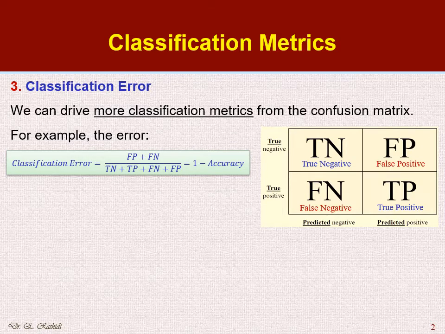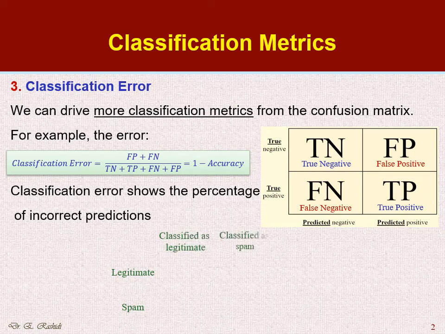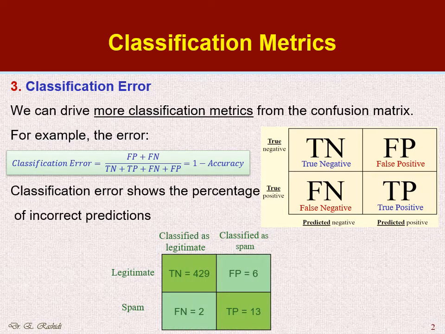Classification error shows the percentage of incorrect predictions that we have had. So in our email classification problem, we can compute the accuracy score as well as the classification error here. We would have to sum up these errors that we have made, 2 plus 6, and then divide it by the total number of predictions that we have had, or the number of emails, which is 450. So the error would be 6 plus 2 divided by 450, which is 2%. So our classification error is 2% and our accuracy is 98%.